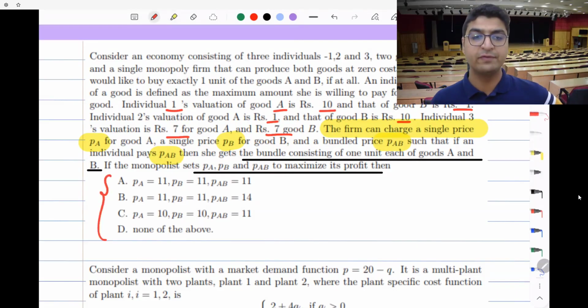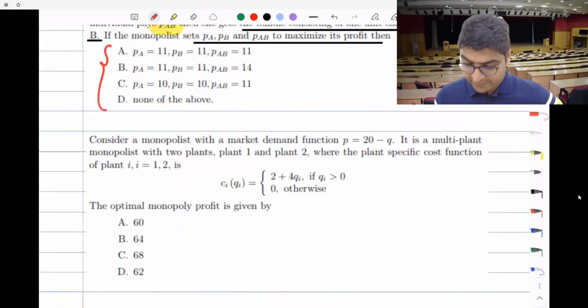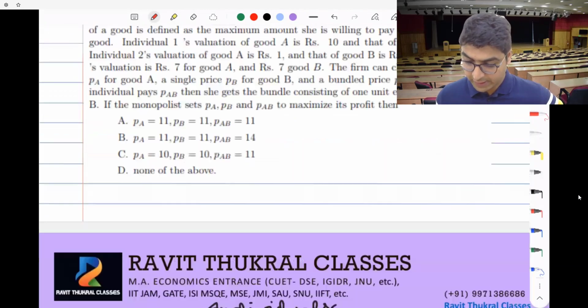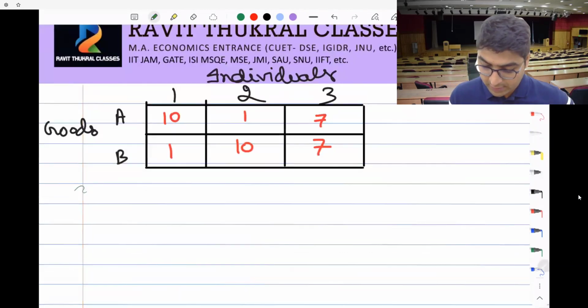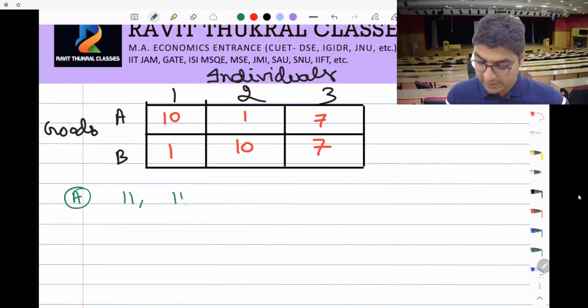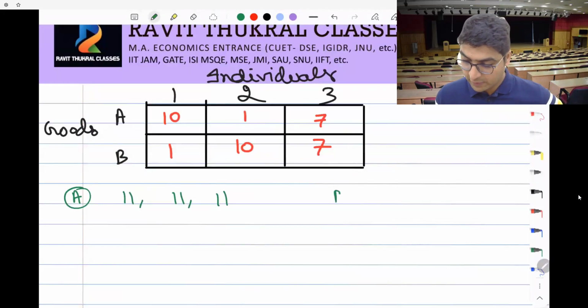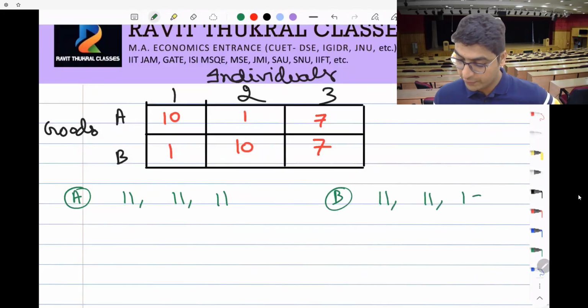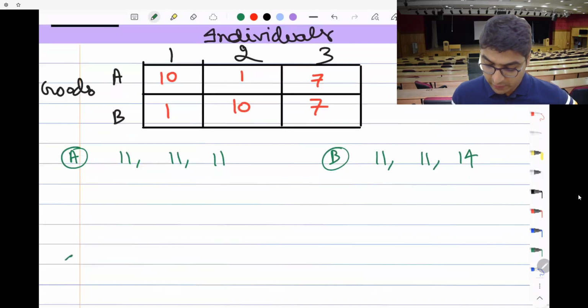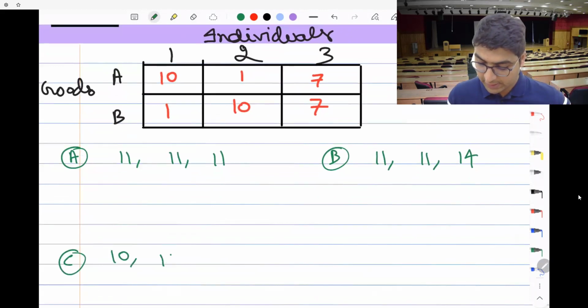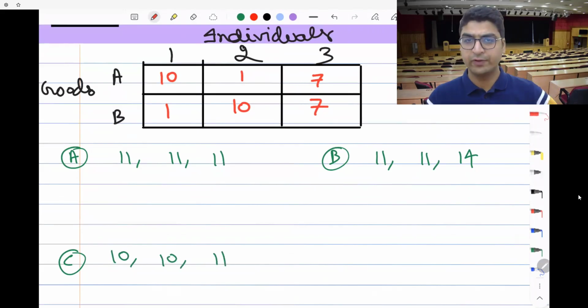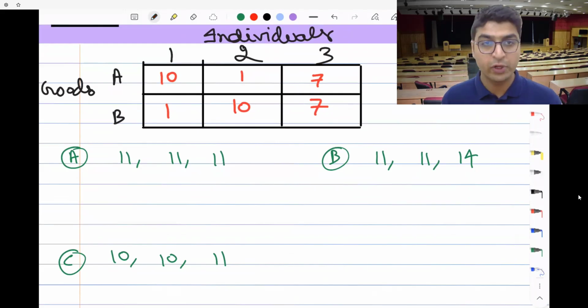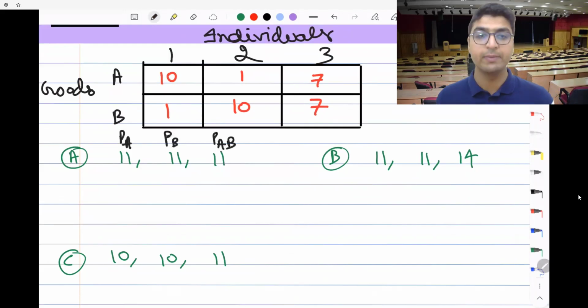The options are 11, 11, 11, 11, 11, 14, 10, 10, 11. So we need to check this. ठीक है? Okay. Let's start with option A: 11, 11, 11. And then we have option B, 11, 11, 14. We have option C of 10, 10, 11. And then option D is none of the above. So what we can do is calculate the profit for each option. This is price for A, this is price for B, and this is the combined bundled price.